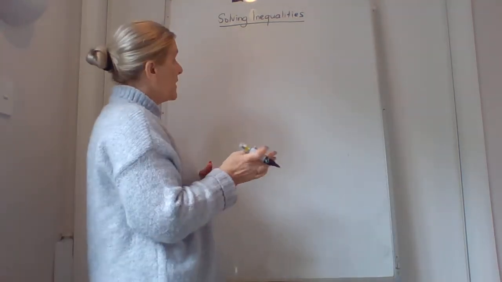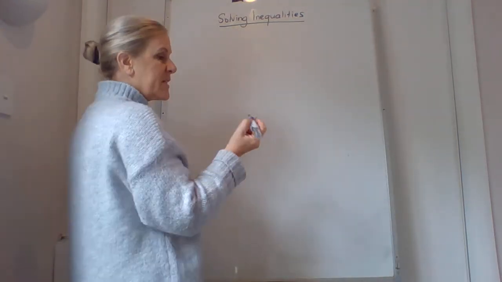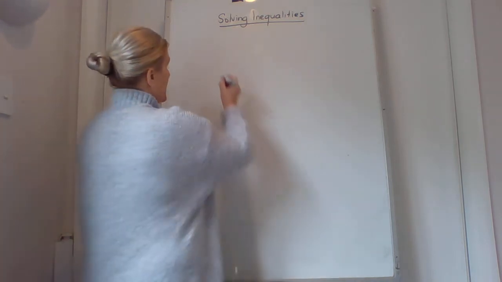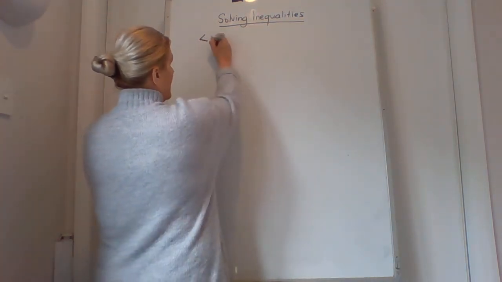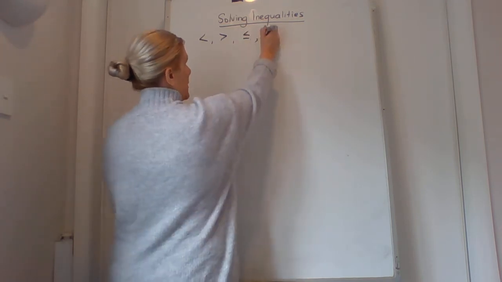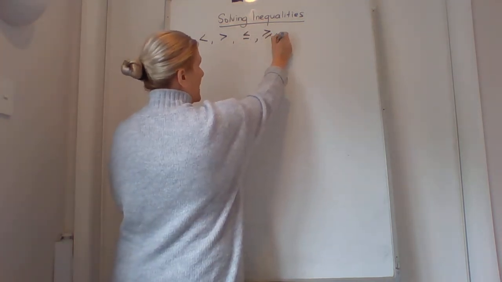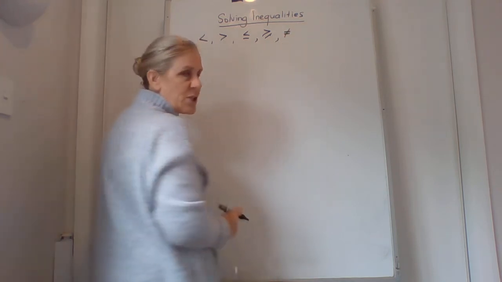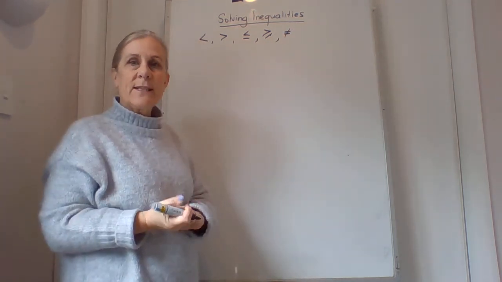Okay, looking at solving inequalities. So inequalities are all the signs that are not equal signs. So we've got less than, greater than, less than or equal to, greater than or equal to, and one last one, not equal to. Those are our inequality signs.